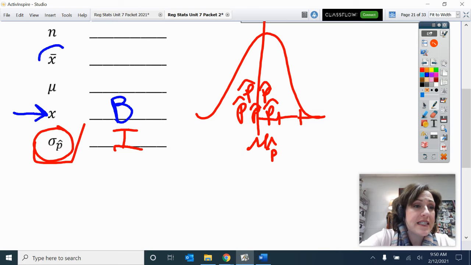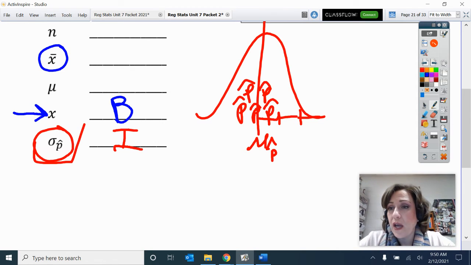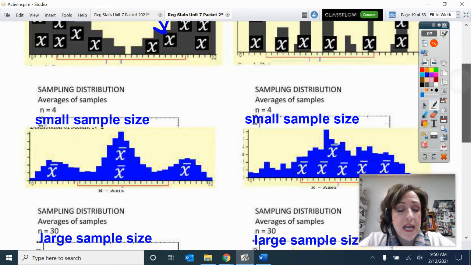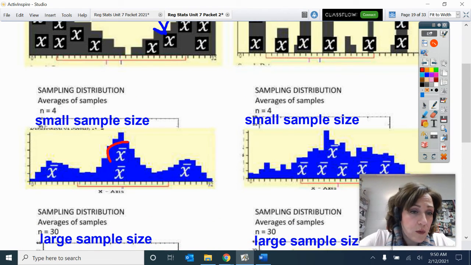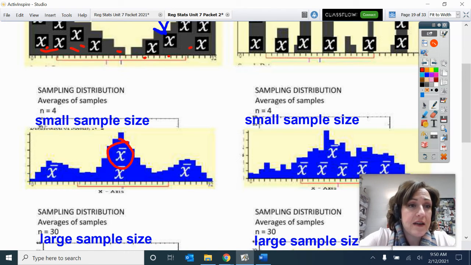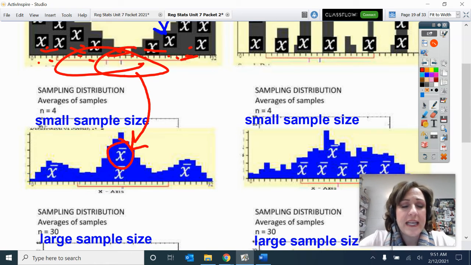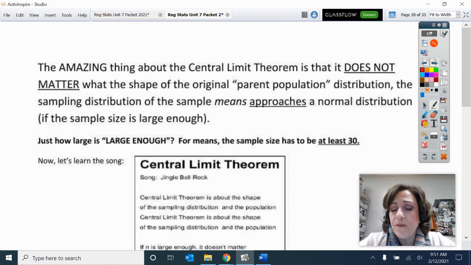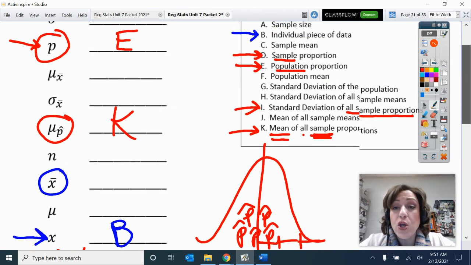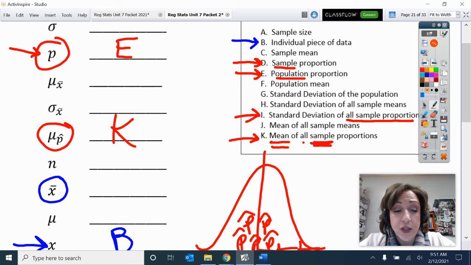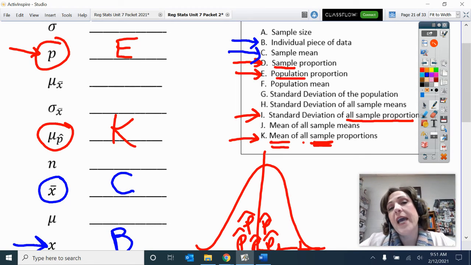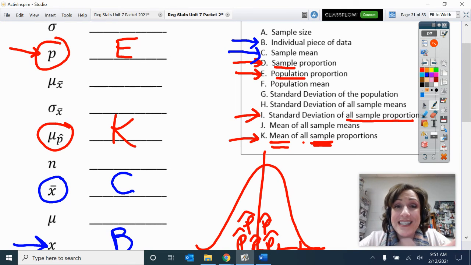Now, how is that different from X bar? Okay, so remember, an X bar was when we had taken several of these X's up here and we averaged them and dropped down an X bar. So that's the mean of our sample. You all told me your own personal X bars, your sample mean. So that was the letter C, sample mean. You told me your average of your 30 times on the timer.